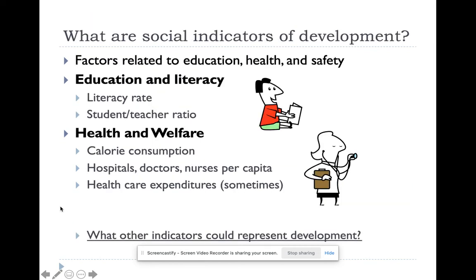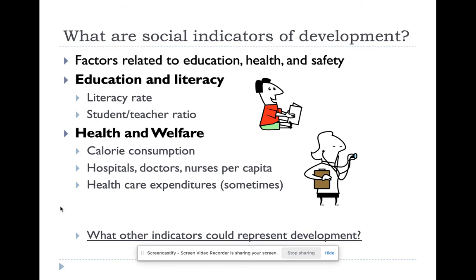All right, on to social indicators. These are going to be basically education, health, and safety, right? Things that we measure: literacy rate, student-teacher ratio would be educational measures, calorie consumption, hospitals, doctors, nurses per capita, right? And then healthcare expenditures, how much you're going to spend. Although we do need to put an asterisk on that because the United States spends more money on healthcare than any other country, but for a developed country, we have a higher infant mortality rate. We have a lower life expectancy. We have a higher maternal mortality rate.